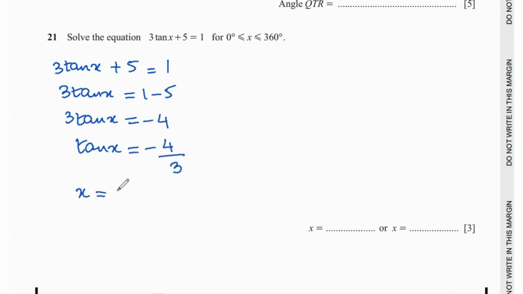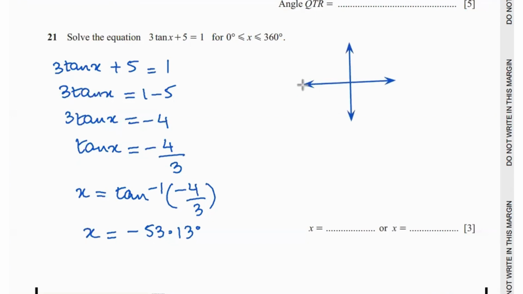Now to find x, we take tan inverse of negative 4 over 3, which gives us the value of negative 53.13 degrees. Now this negative sign shows that this angle exists either in the second quadrant or the fourth quadrant.